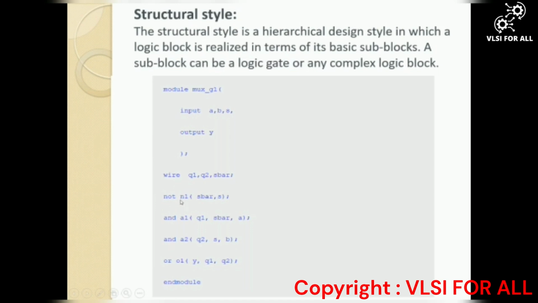Here we use the NOT gate, and one is the instantiation, and S bar is the output, and S is the input. Like that, here we get the AND gate, and the instantiation is A1, and Q1 is the output, S bar and A are the inputs. Like that, for the 2 to 1 mux, we need one NOT gate, two AND gates, and one OR gate. That's why we wrote the code like this. This is the structural style.